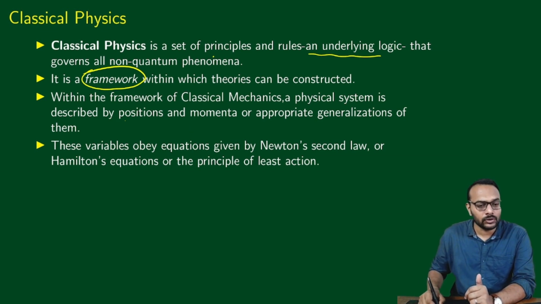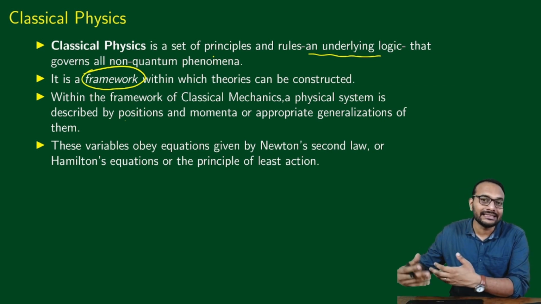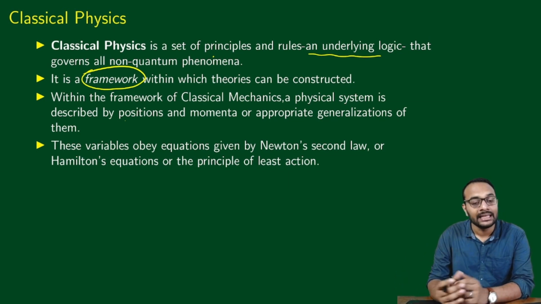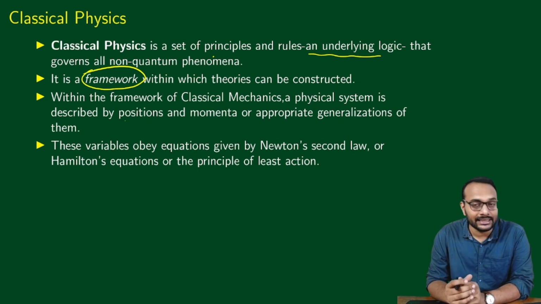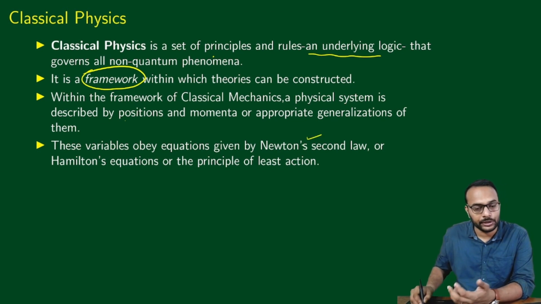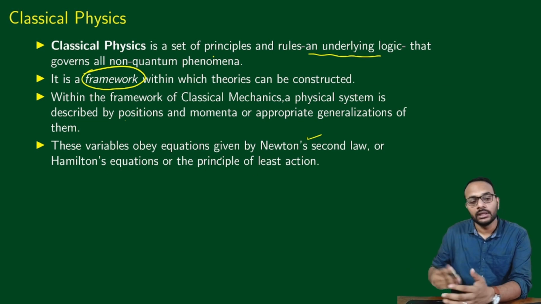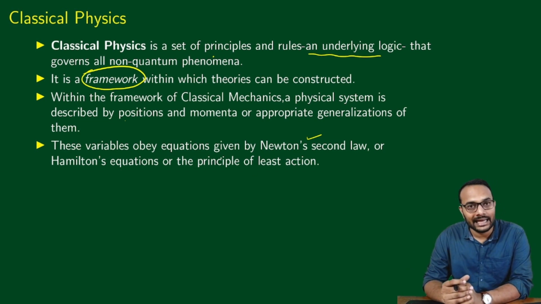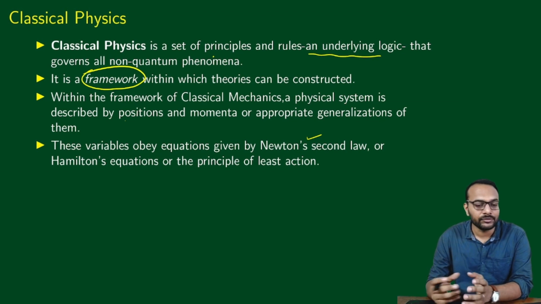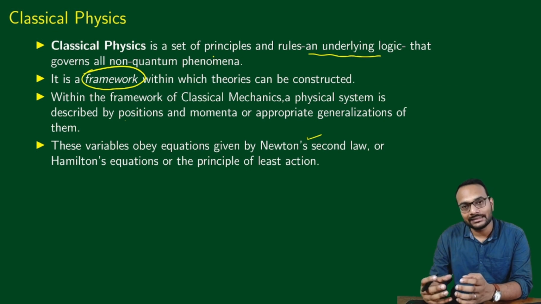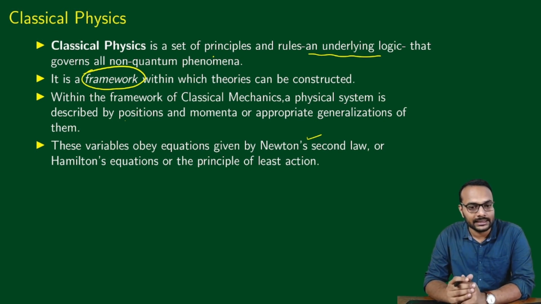And once we talk about positions and momenta or their generalizations, we try to understand how these variables change with time. So there will be an equation of motion that governs the time evolution. For example, you could talk about Newton's second law, or equivalently Hamilton's equations or Lagrange's equations, or more generally the principle of least action. All these are equivalent, and some of them are easier to use in different situations, but all these belong to the same framework called classical mechanics.